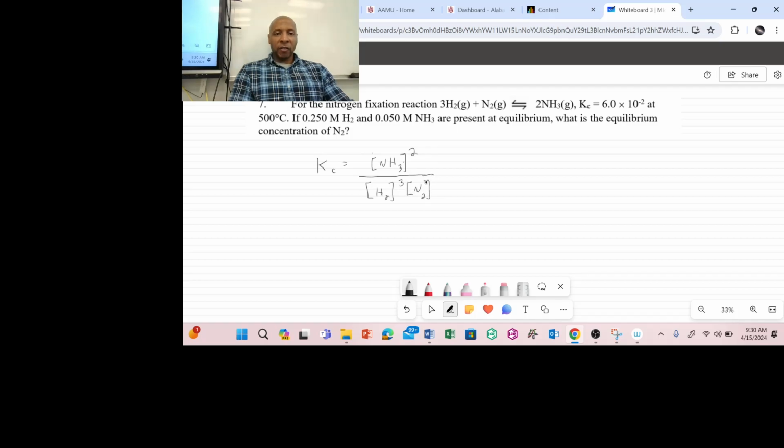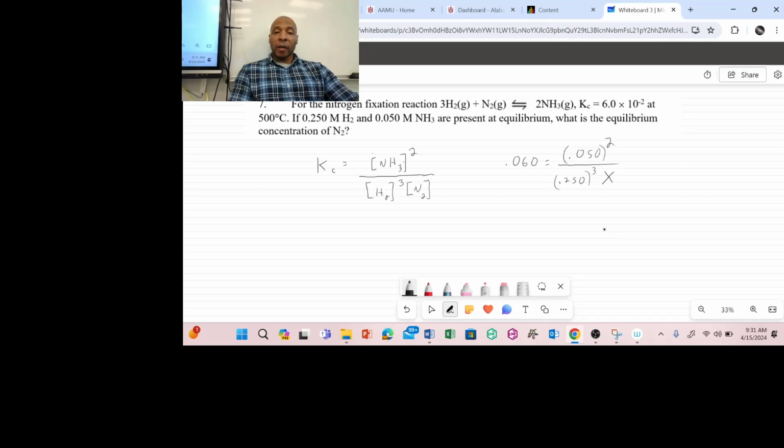Okay, so it's going to be my NH3 concentration squared divided by my H2 concentration cubed times my N2 concentration. So I know what the Kc is. Kc is 0.060. That's going to equal my NH3 concentration squared, which is 0.050 squared, divided by my H2 concentration cubed, which is 0.250 cubed, times my N2 concentration, which is what they're asking us to find. So I'm going to put an X right there. And all I got to do now is solve for X.